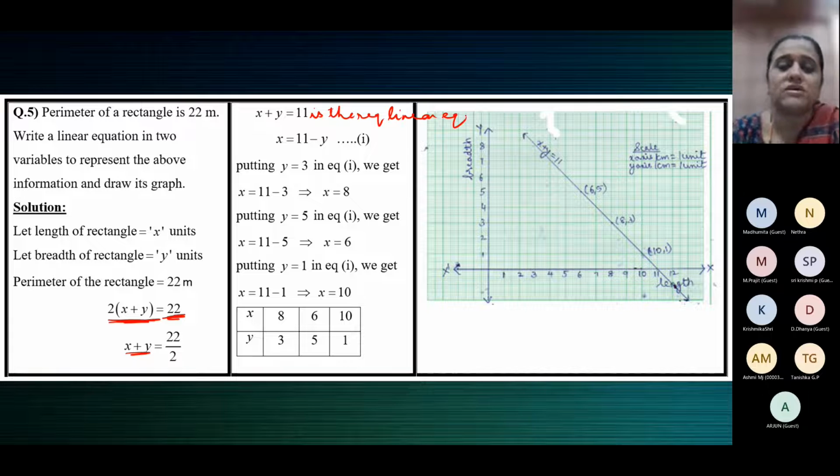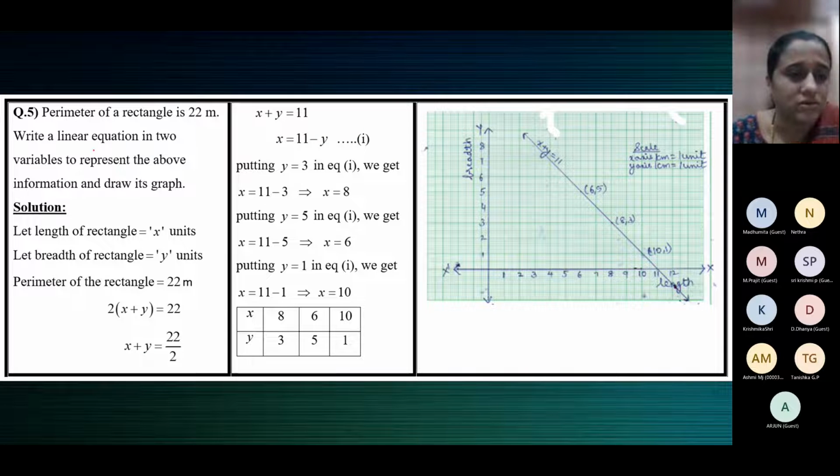You can write x plus y is equal to 11 as the required linear equation, or you can write it in the standard form also. x plus y minus 11 is equal to 0 is the required linear equation.